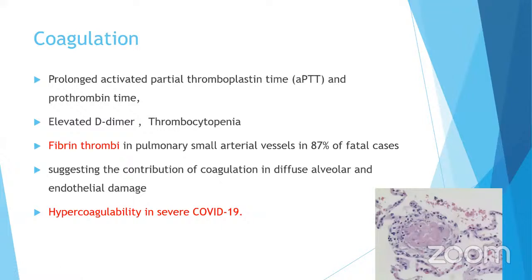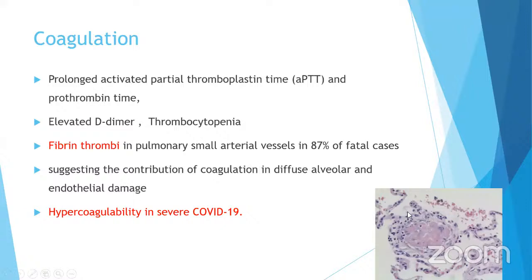What is the coagulation in case of SARS-CoV-2 infections? In SARS-CoV-2 infections, both APTT, the activated partial thromboplastin time, and the prothrombin time are increased. Along with that there is an elevated D-dimer because of the thrombosis mechanism occurring in SARS-CoV-2 infections. Very rare patients can also develop thrombocytopenia, because in autopsy, 87% of patients developed fibrin thrombi in the pulmonary small vessels.